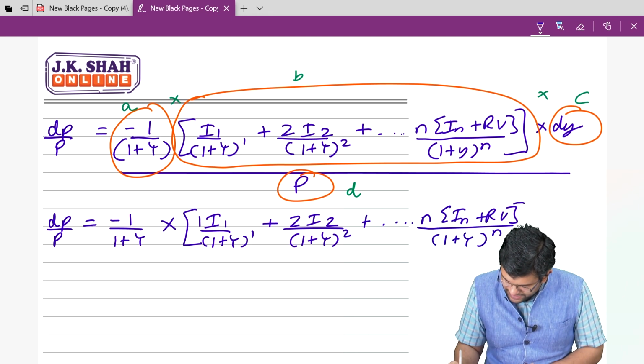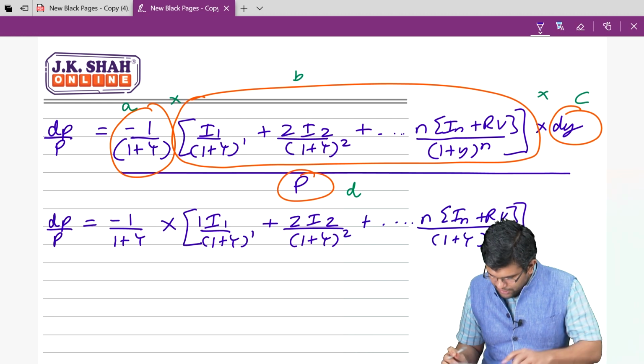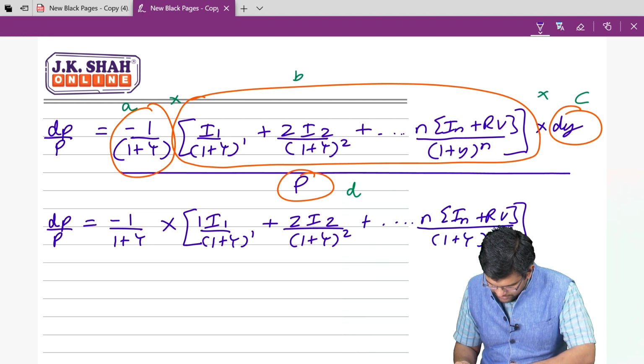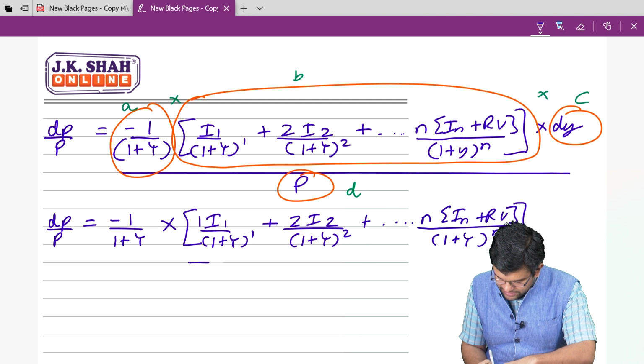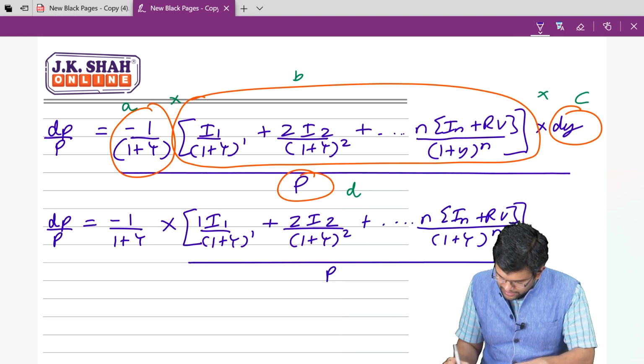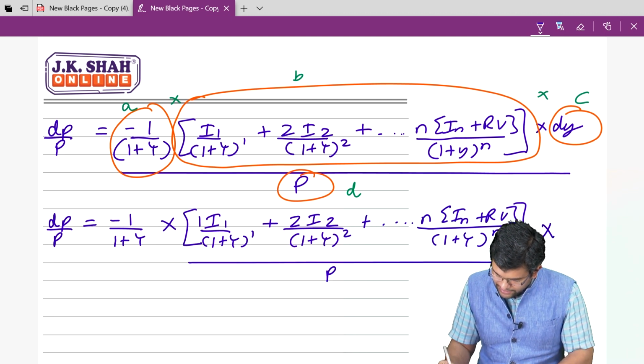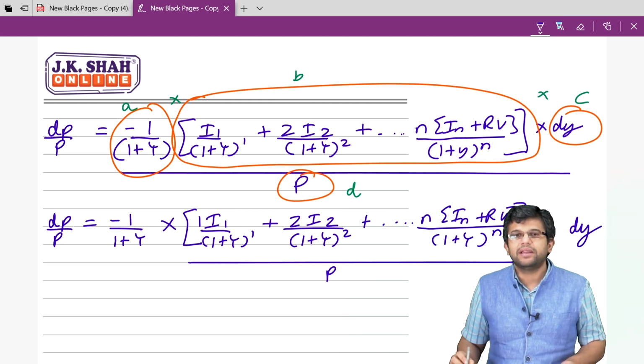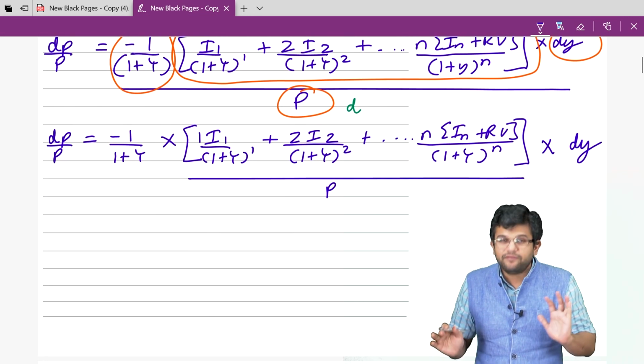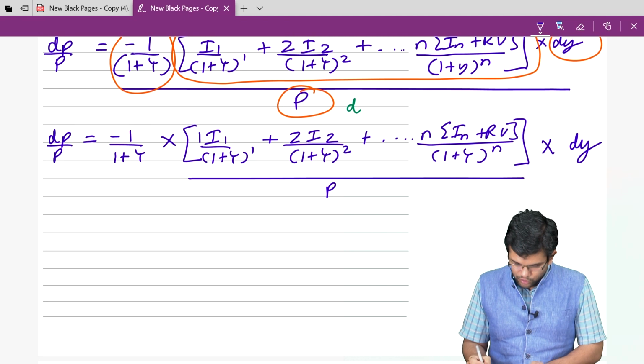Okay, this bracket I close, and then below this bracket, children, I just divide by p, and then I write into dy. Everybody clear? Into dy. Everyone following till here? Now children, what can happen?